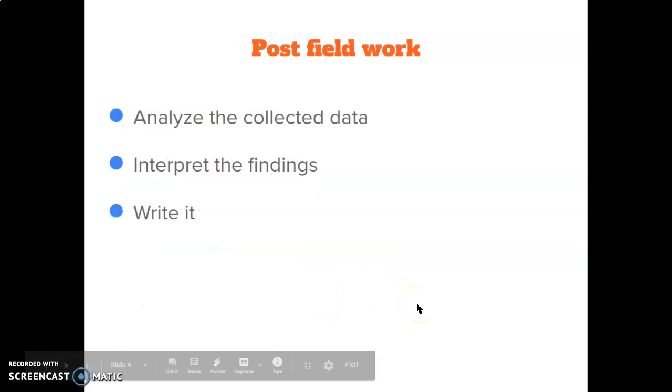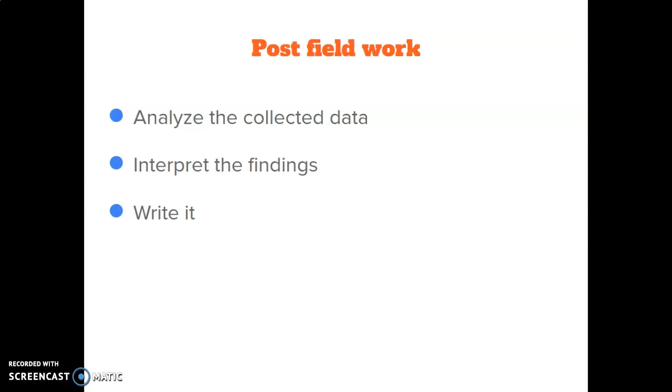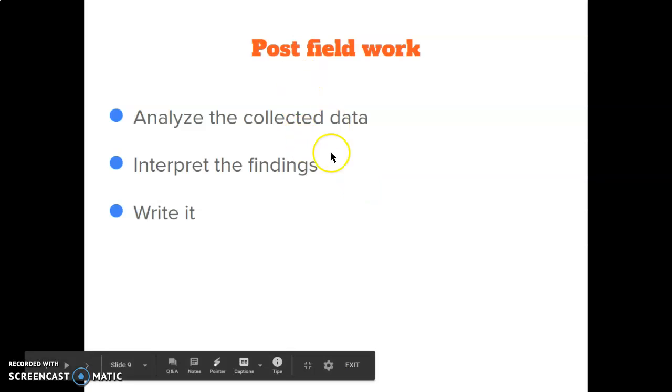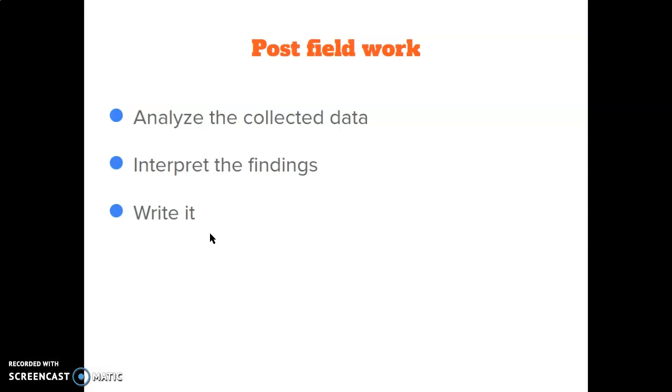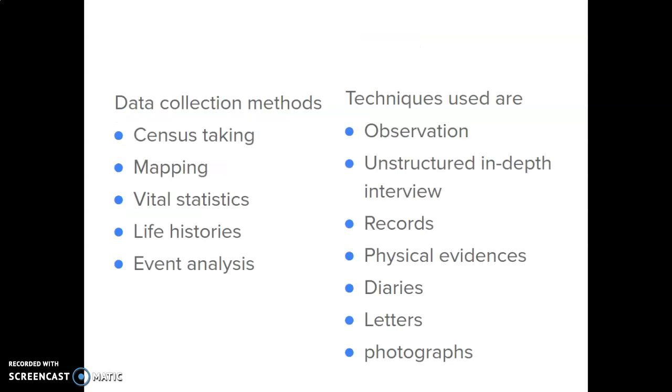So once your data is collected, you can move out of the group or the people where you are staying, and you can analyze the data completely and interpret the findings and write your report or a thesis. Okay, so this is how the ethnographic research field implementation happens: pre-field work, field work and post-field work.